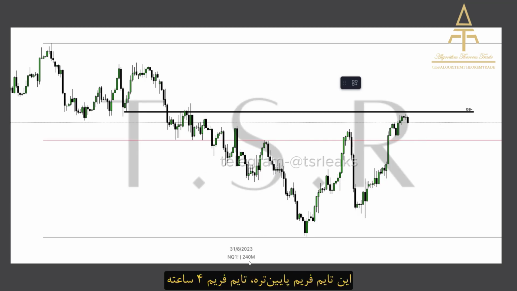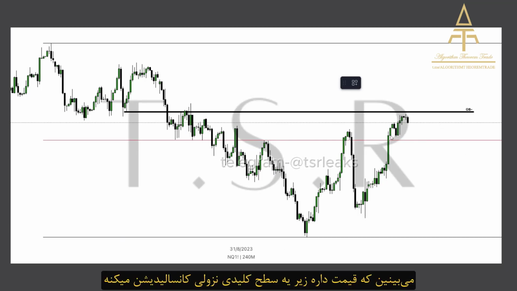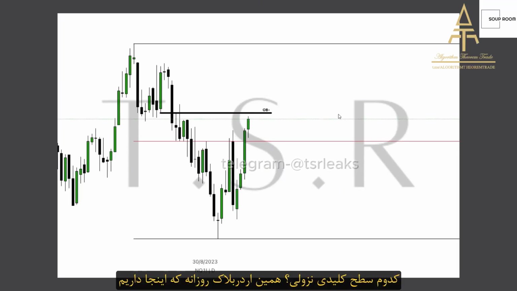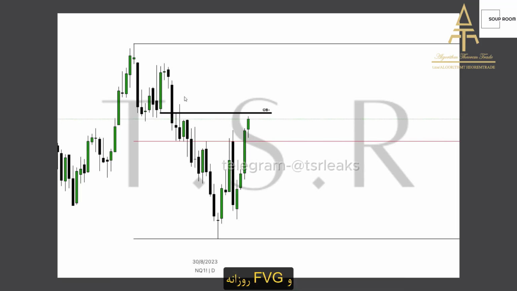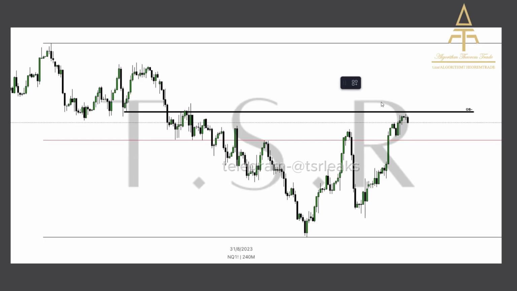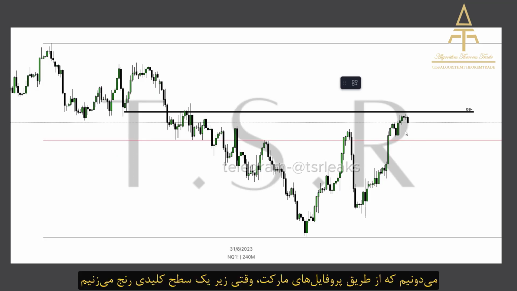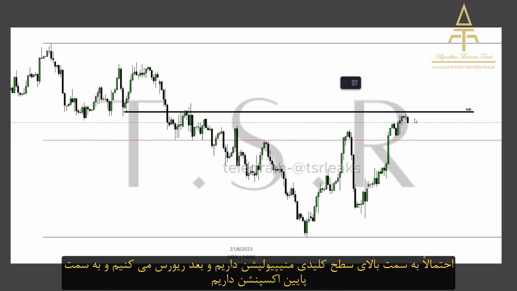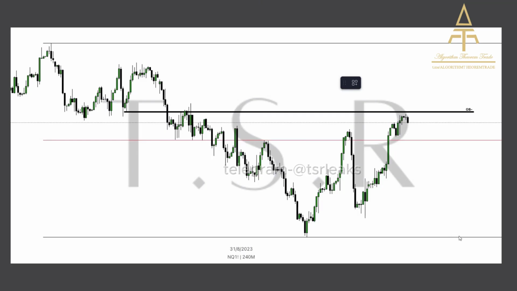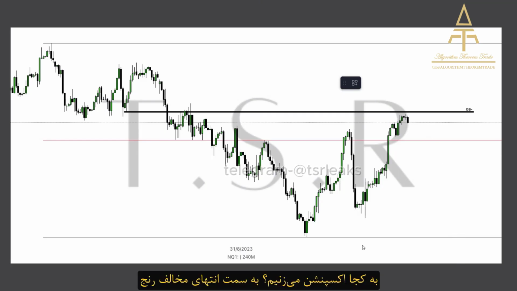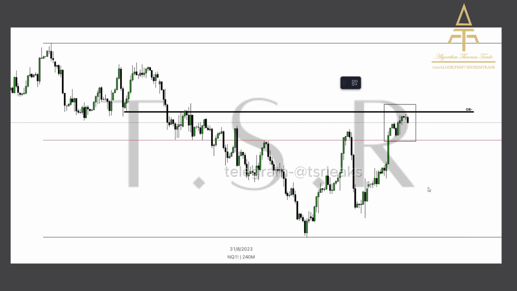This is the lower time frame here, the 4-hour time frame. You can see price is consolidating below a bearish key level. What bearish key level? This 1-day daily order block over here and the daily fair value gap. We are consolidating below it. We know through market profiles, when we range below a key level, we will manipulate above the key level and then reverse and expand lower. Right? Where are we going to expand? To the opposing end of the range. Okay. So right here is the range.